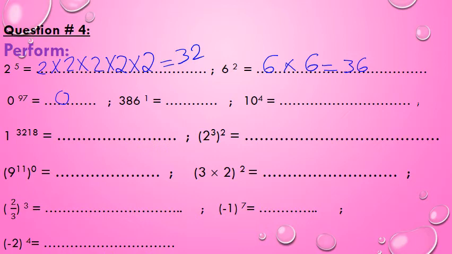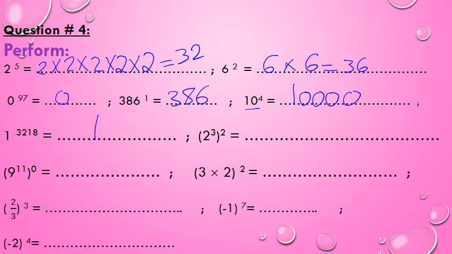386 to the power 1, Muhammad? Equal to 386. 386 is multiplied by itself 1 time. 10 to the power 4, Ali? This is a power of 10. How do you get 10000? From the base 10, what do we take? 1, right? And how many zeros do we add? As the power, we add 4 zeros. Dana, 1 to the power 3218 is equal to 1.